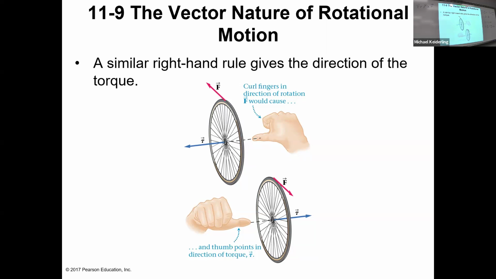So it's a cross product, which generates a vector perpendicular to both the radius and the force, and that points in the direction of the torque. But the easy way to do it is just curl your fingers in the direction the object would rotate. Strictly speaking, you could point your pointer finger in the direction of the radius and your other fingers in the direction of the force, and your thumb would point in the direction of the torque.